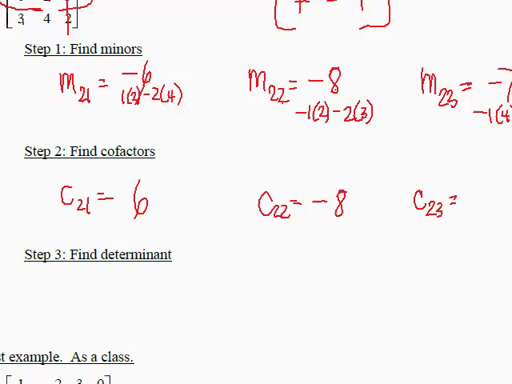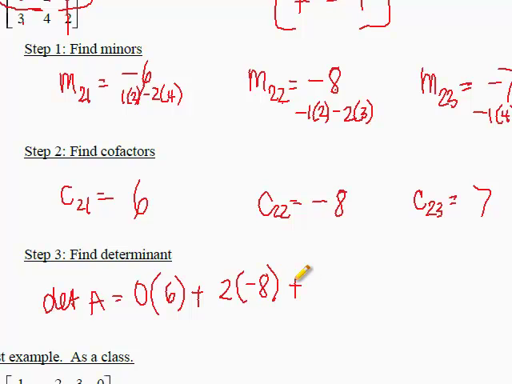My third cofactor changes, so it's 7. And now in order to find the determinant, what I'm going to do is take the value in the matrix times its cofactor, so 6, plus the value in the matrix was 2 times its cofactor is -8, plus the value in the matrix was 3 times its cofactor was 7.